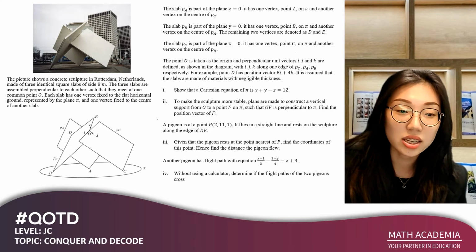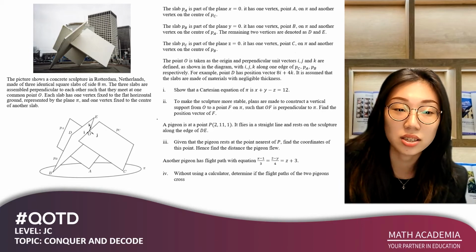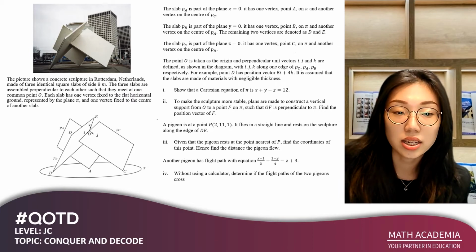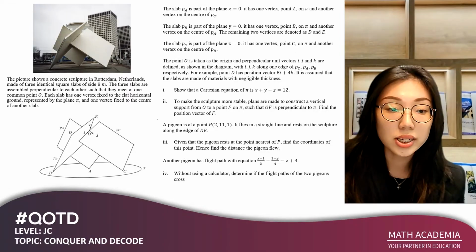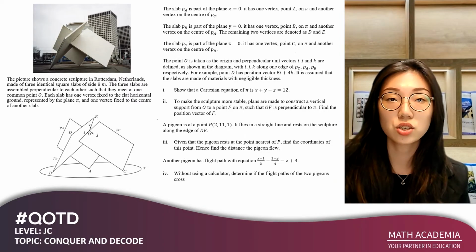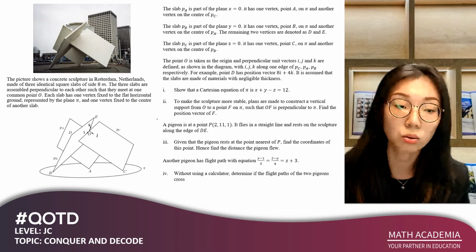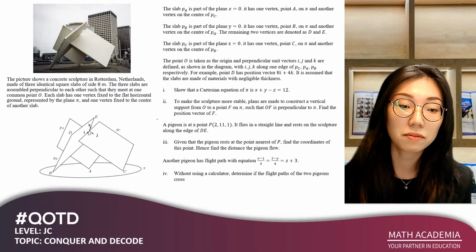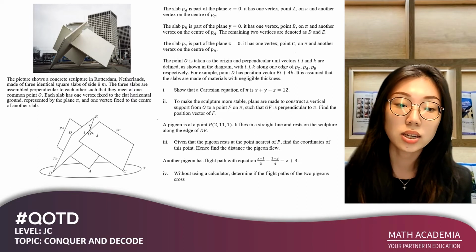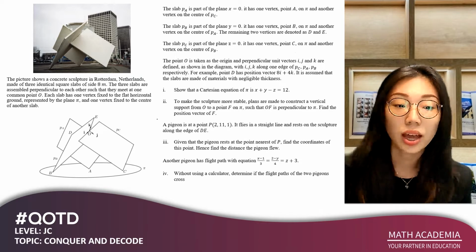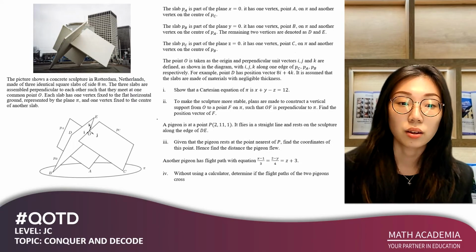The question states that the picture shows a concrete sculpture in Rotterdam, Netherlands, made of 3 identical square slabs of side 8 meters. The 3 slabs are assembled perpendicular to each other such that they meet at one common point O. Each slab has one vertex fixed to the horizontal ground, represented by the plane pi, and one vertex fixed to the center of another slab.